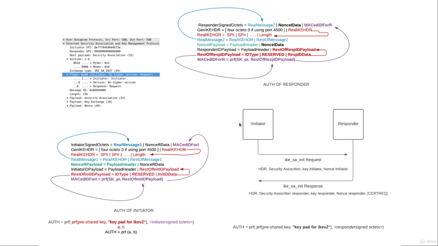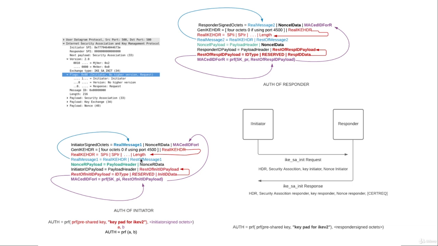Okay, there are the concepts of signed octets. The signed octets is crafted by gathering bits and pieces of the two initial IKEv2 init messages. Basically, the initiator gets authenticated by gathering the IKEv header from message 1. It will append it to the rest of the message and produce real message 1.